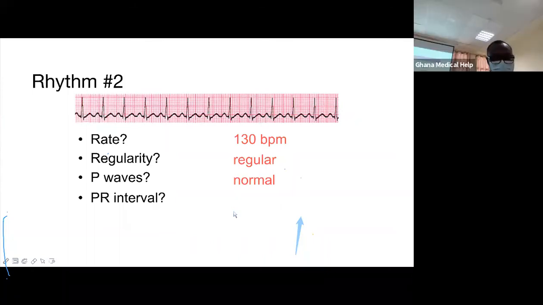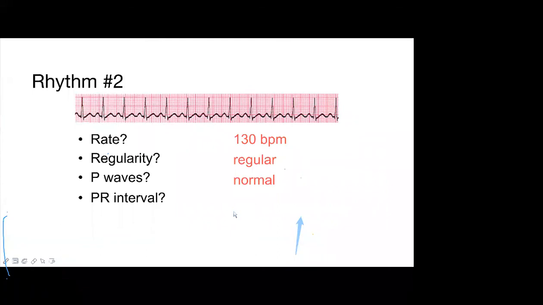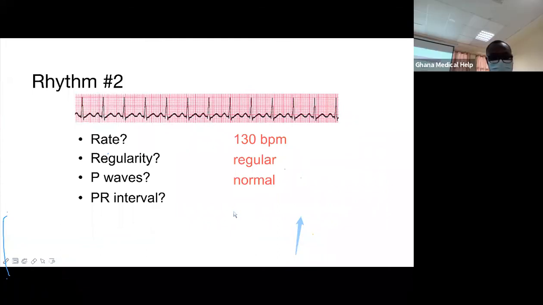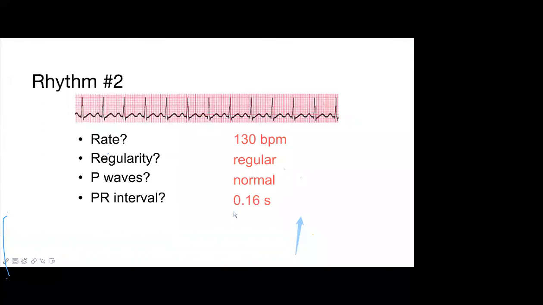I like things the easier way: 3 to 5 small boxes. So 0.12 to 0.20. Okay, so this is 0.16. So obviously normal, it falls within that range.